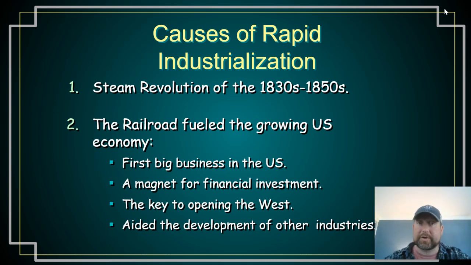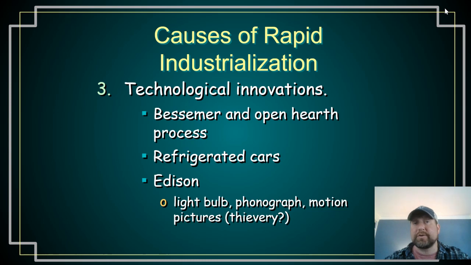Well, there's the steam revolution of the 1830s to 1850s, prior to the Civil War, fueling the railroad growth. The railroads are the first major business in the United States. They draw incredible financial investment. They are the key to opening up the West. They are key to manifesting destiny. They are the key to developing many other industries. There's significant technological innovations. We're going to talk a little bit about the Bessemer process today, the advent of refrigerated cars, electricity, Thomas Edison, and all his great inventions, even if maybe they weren't all just his.